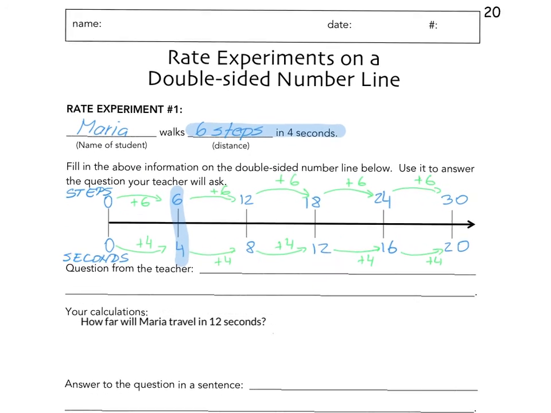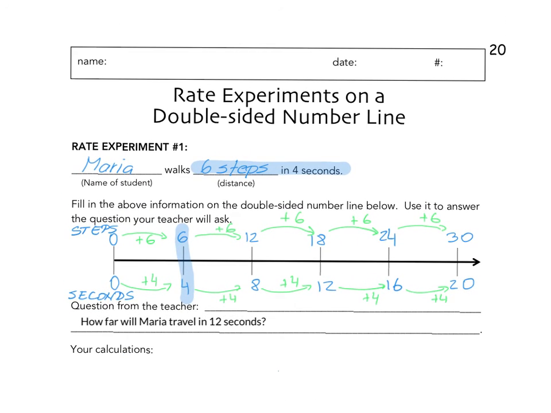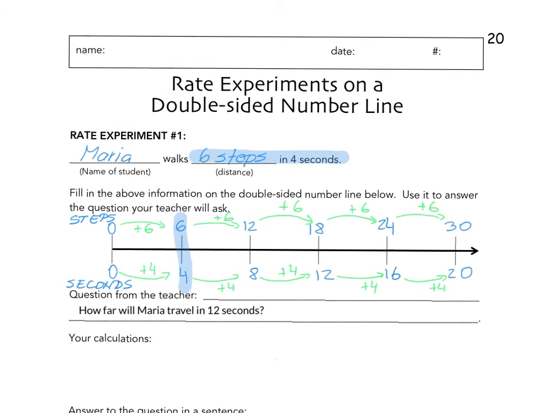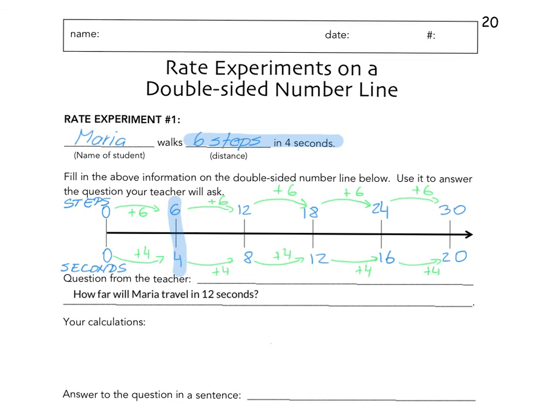So if I look at the double-sided number line, I'm going to see that 12 seconds is approximately in the middle. So 12 seconds is right here.